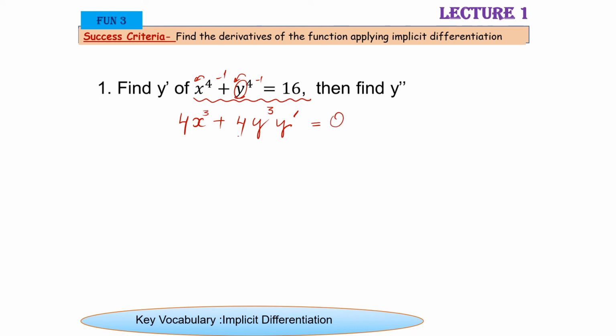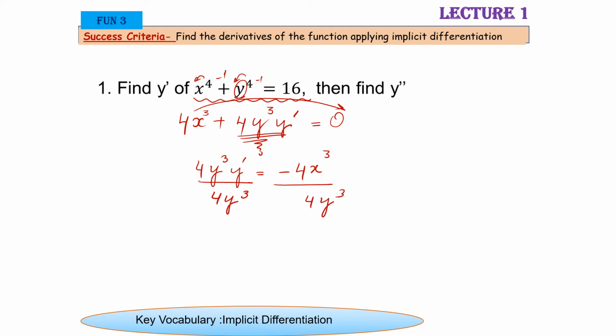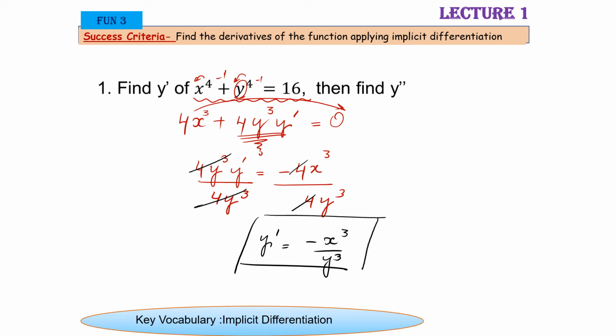Now after this, keep the y prime terms on the left hand side, and shift the remaining terms to the other side. So plus 4x cube, when you bring it to the other side, will give you negative 4x cube. Now in order to solve for y prime, divide both sides by 4y cube. So 4y cube and 4y cube cancel. From here 4 and 4 cancel out and your final answer is y prime equals negative x cube over y cube. So this is our final answer.